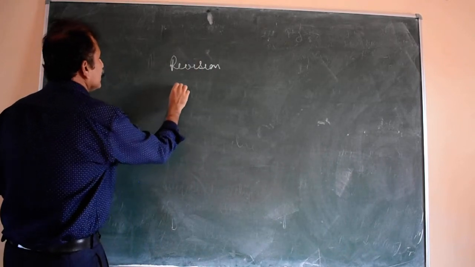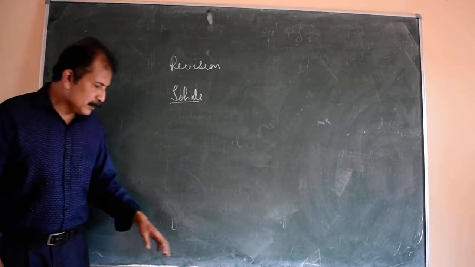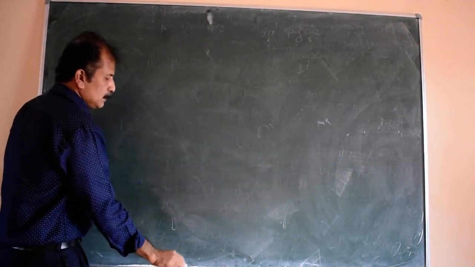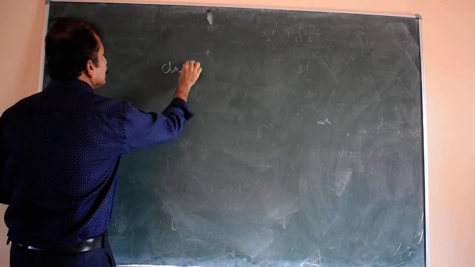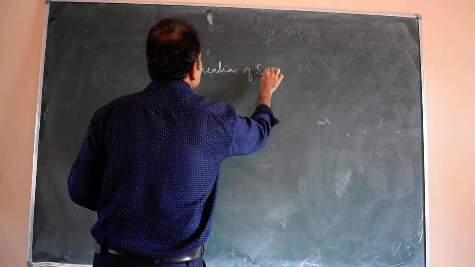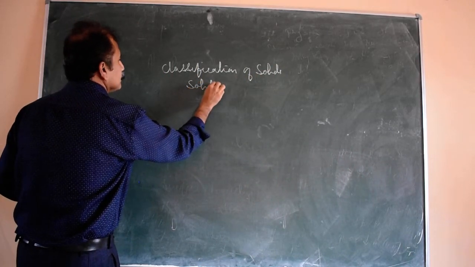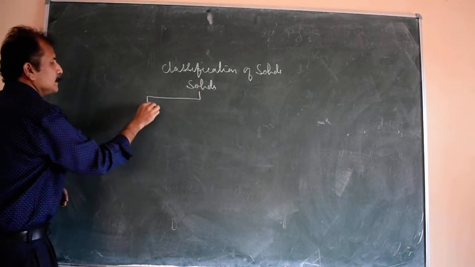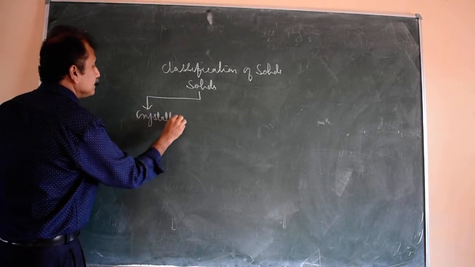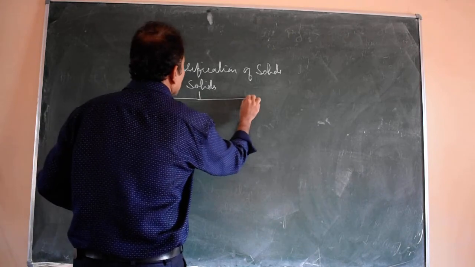And let us do it from solids, the first chapter. Now in solids, the first thing you should know is the classification. So classification of solids. Solids are classified into two types. First one is crystalline, and the second one is amorphous.